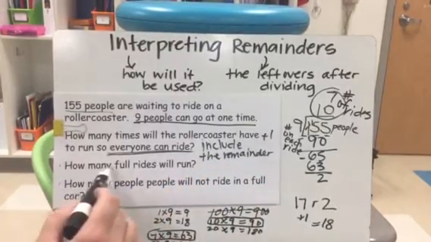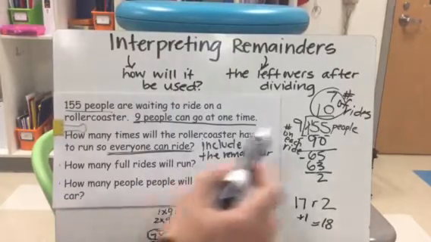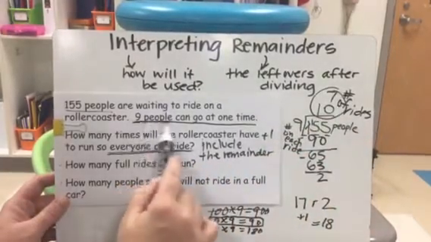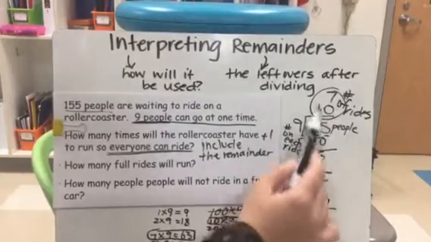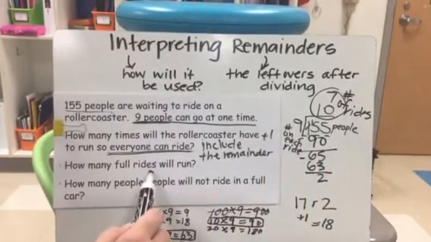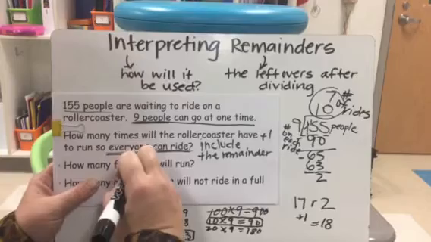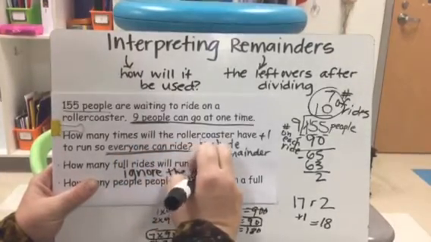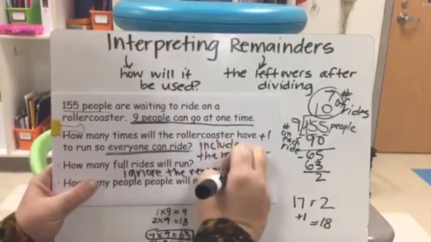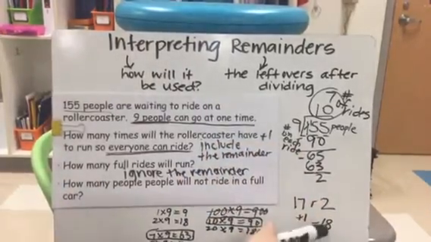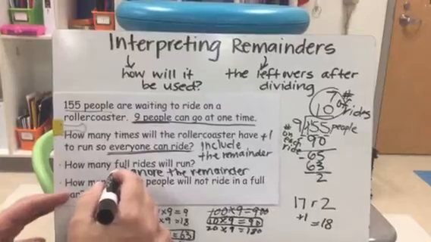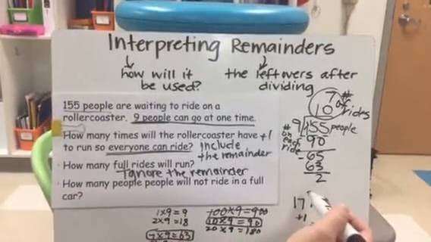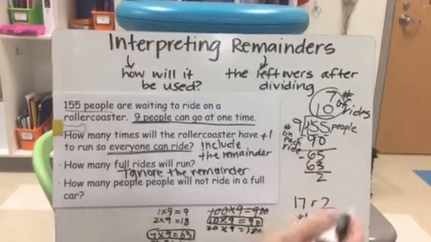Let's look at this next one. How many full rides will run? Well, that's what we found here, 17 groups of 9. A full ride is 9 people, and we made 17 groups of 9. So for this one, you are ignoring the remainder. Here we did not include the remainder because it was how many full rides there were. So they aren't a full ride. There are only going to be 2 of them on there. A full ride is 9 people.